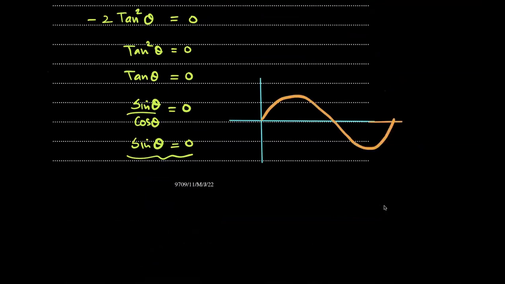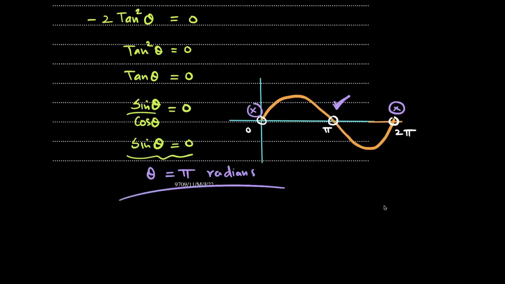And it is touching the x-axis at 3 points in this particular domain, 0 and pi and 2 pi. Neither is this inclusive, nor is this inclusive. Therefore, the only solution is this. Therefore, theta comes out to be pi radians. The answer is in the exact form.